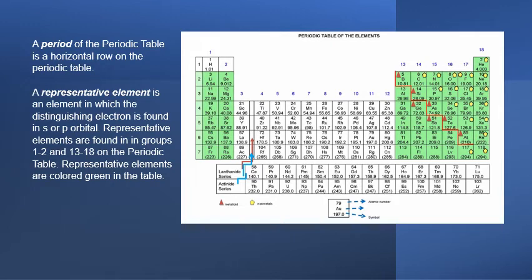A period of the periodic table is a horizontal row on the periodic table. There are 7 periods, and the numbers are down the table. A representative element is an element in which the distinguishing electron is found in the s, these first 2 columns, or the p, groups 13 through 18. The representative elements are colored green in this table.